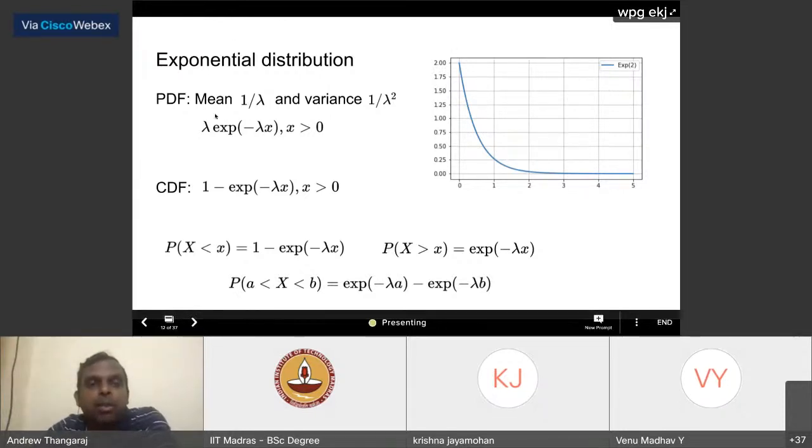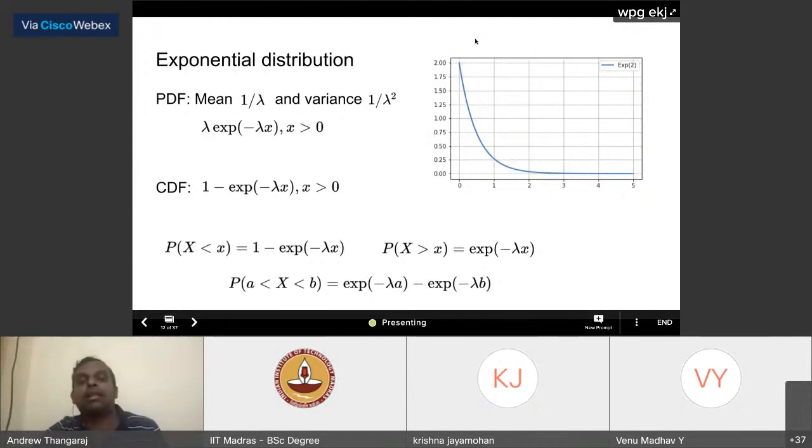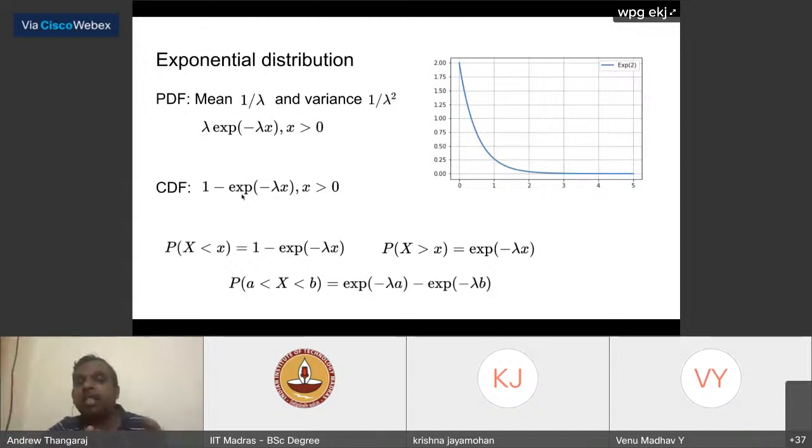So the exponential distribution has mean 1 by lambda and variance 1 by lambda squared, and the PDF looks like this: lambda e power minus lambda x for x greater than 0. If you plot it, the plot will look something like this. And the most important thing is the CDF. CDF is 1 minus e power minus lambda x. Okay. So remember, once you know the CDF, you don't need anything else.